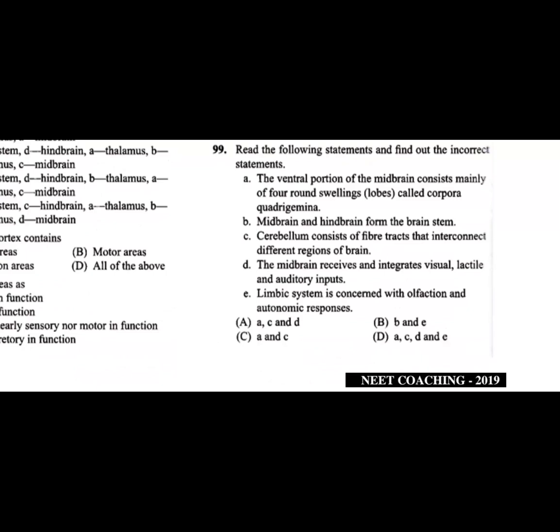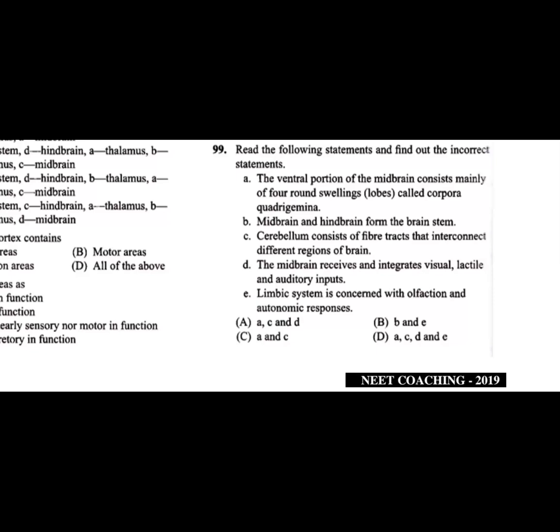The ventral portion of the midbrain consists mainly of four round swellings, lobes, called corpora quadrigemina. Corpora quadrigemina is not a ventral part of the brain, students. The statement is incorrect because it is the part of the midbrain present on the dorsal side, or inner side, of the brain. So statement A is wrong because it says ventral portion of the midbrain. It is actually dorsal, towards the inner side of the midbrain.